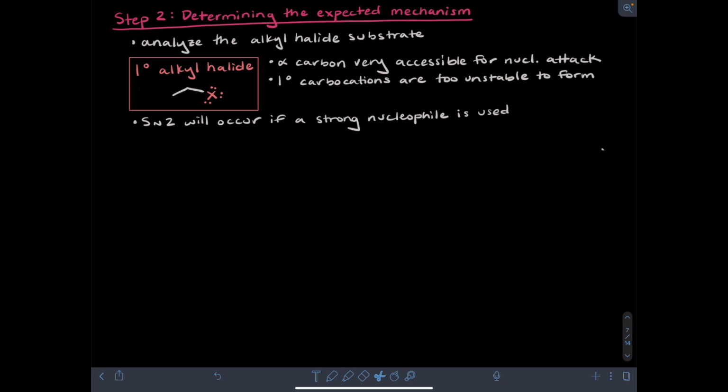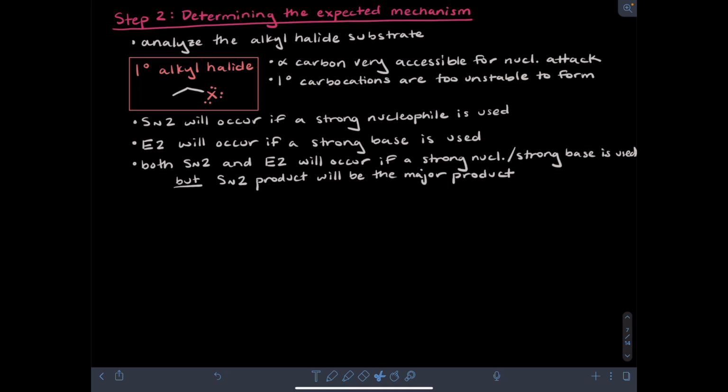With a primary alkyl halide, SN2 will occur if a strong nucleophile is used. E2 will occur if a strong base is used. And if you have a reagent that is both a strong nucleophile and a strong base, both SN2 and E2 products will form, but the SN2 substitution product will be the major one.